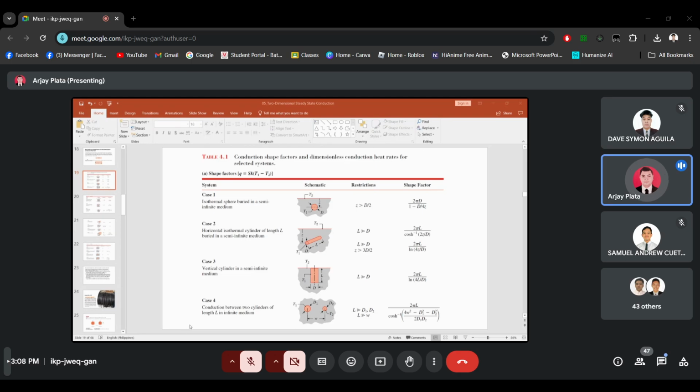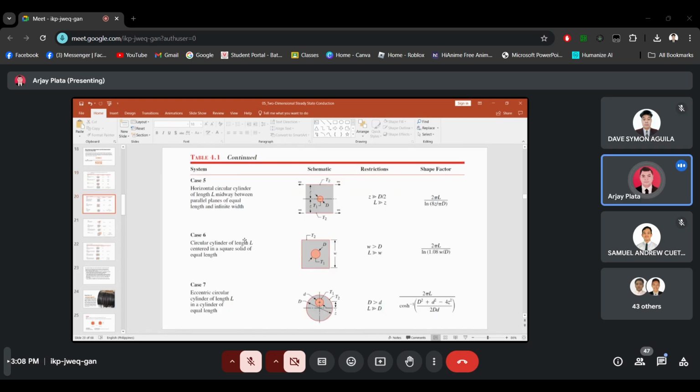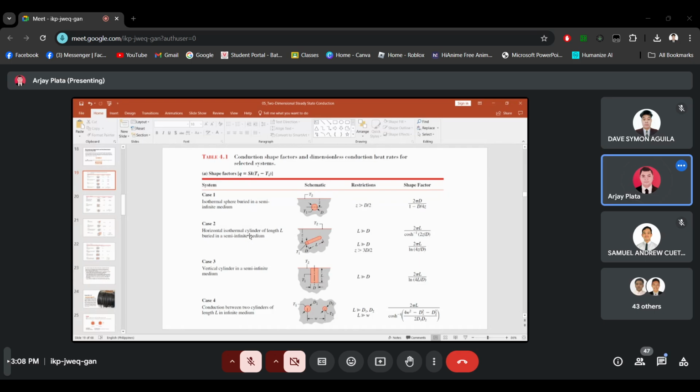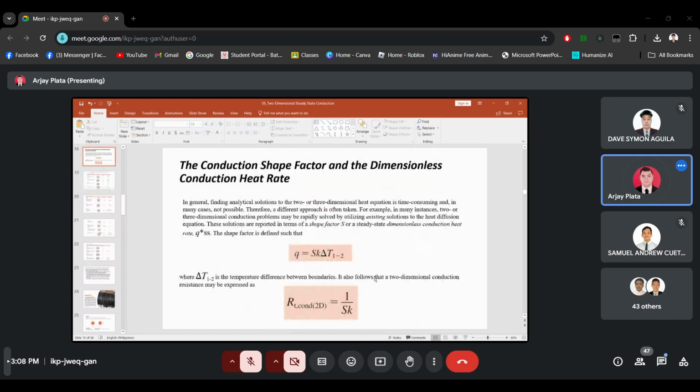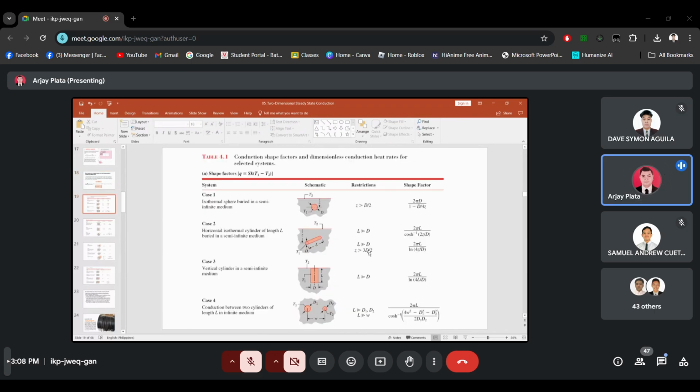So let's go back to the cases. We have cases 1 to 15. You will analyze the problem to see if it belongs to these cases. If it does, you can use this formula: Q equals S K delta T, using the value of S based on the shape factor and the case.